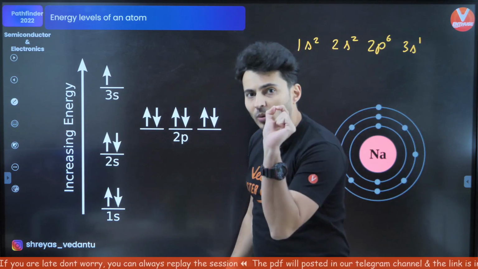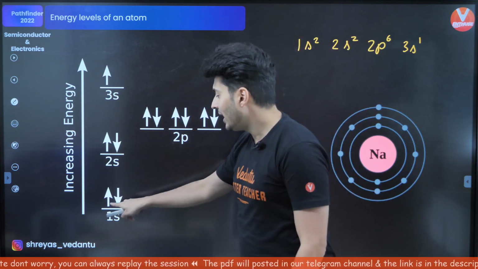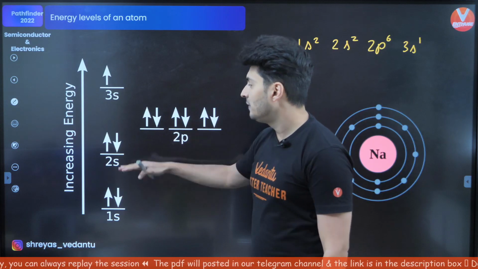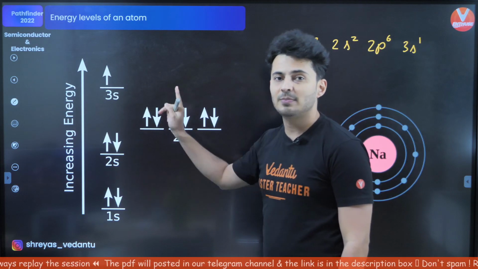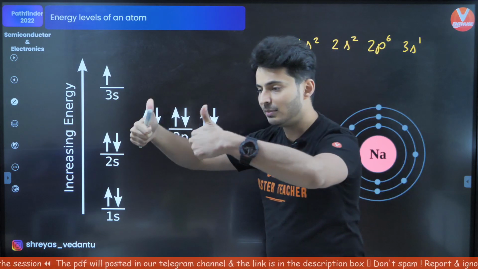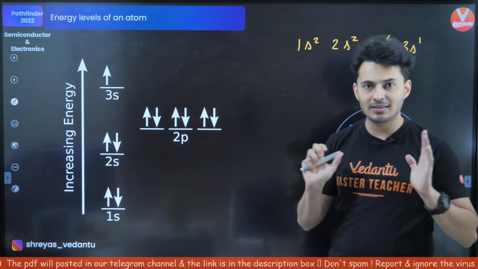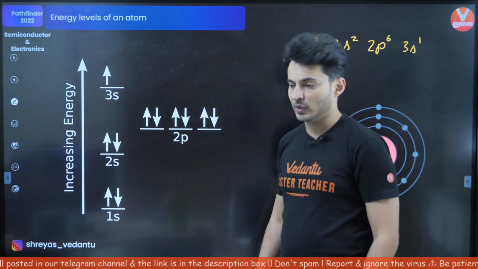Now, for one single sodium atom, it will have the electrons paired up at different energy levels in their respective orbitals. Everybody agrees? Everybody makes sense out of this? Give a thumbs up in the chat box.